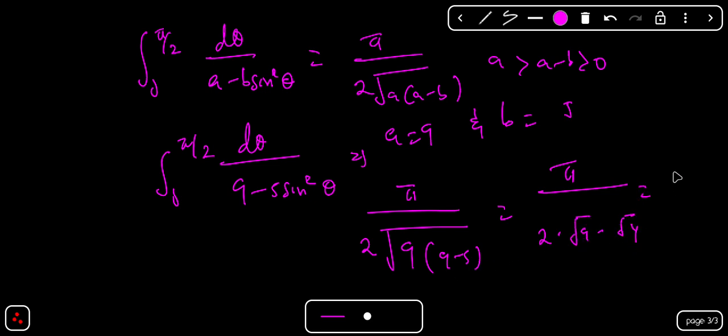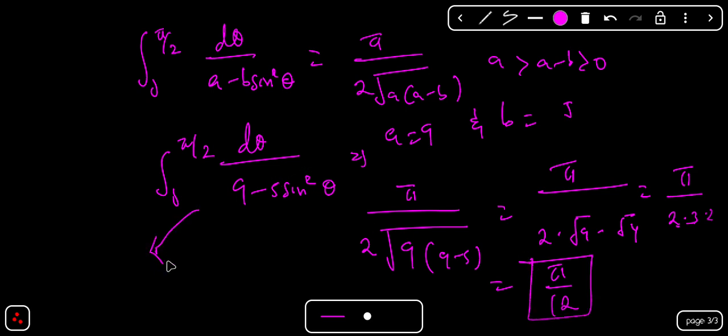So this is equal to pi over 2 multiplied by square root of 9, which gives us 3, and square root of 4, which gives us 2. So we have pi over 2 times 3 is 6, times 2 is 12. So you have pi over 12. So that shows that this integral right here is equal to pi over 12. So that is the answer.